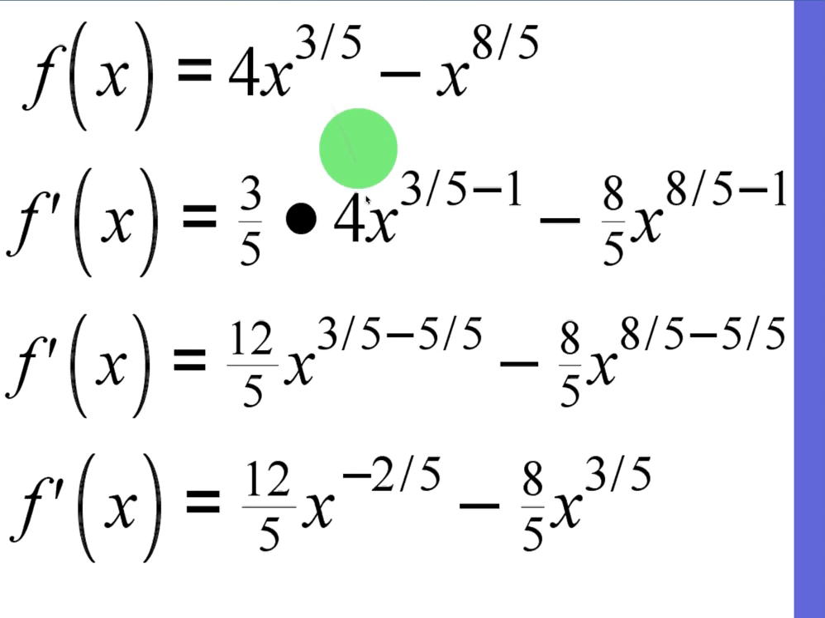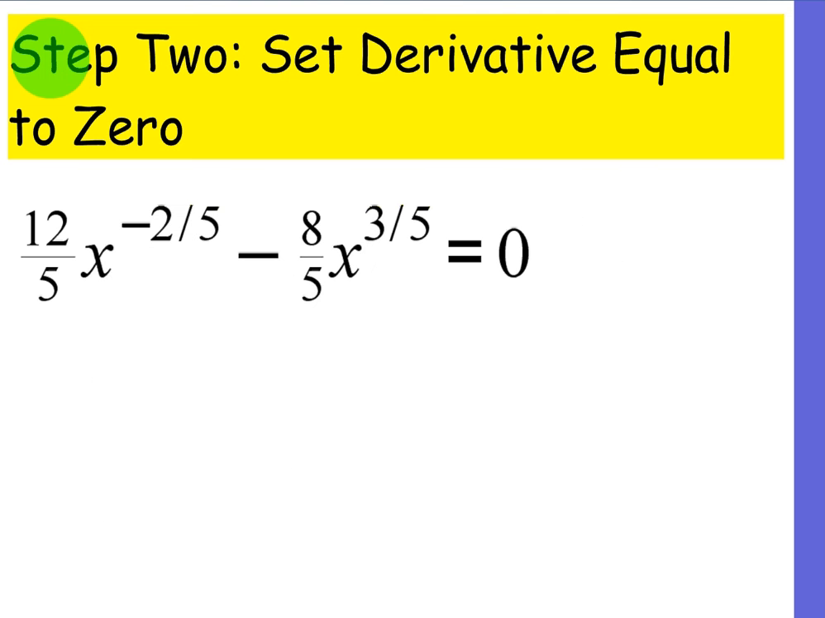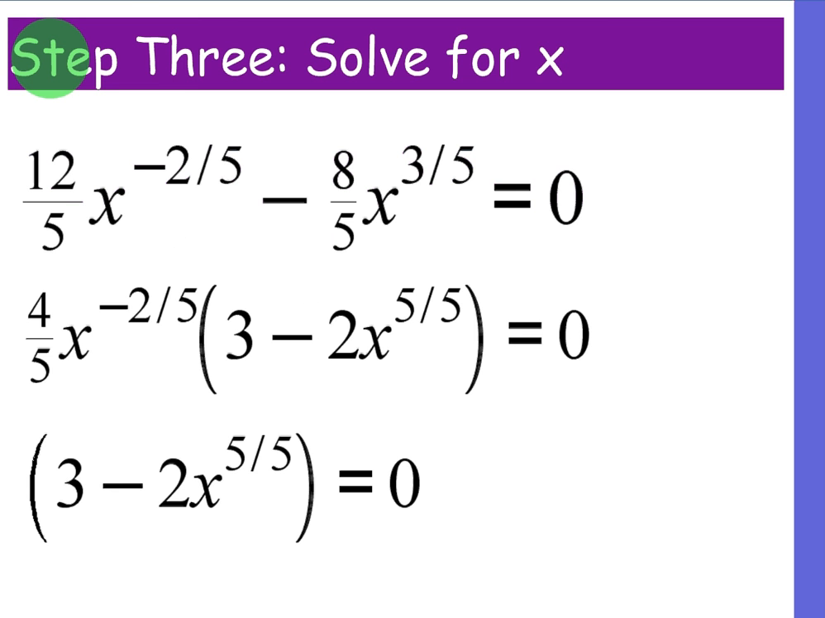3/5, pull it down and subtract 1 from the exponent, which will give me negative 2/5. Pull the 8/5 down, subtract 1 from the exponent, which will give me 3/5. So here's my derivative, 12/5 x to the negative 2/5 minus 8/5 x to the 3/5. Lots of fractions. Step 2, set the derivative equal to 0. So that's the first part of critical values, where the derivative equals 0. And I need to solve for x for that. Fortunately, I just have two terms. Make it a little bit easier.